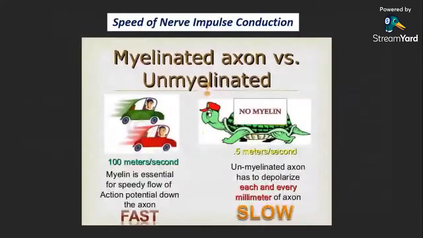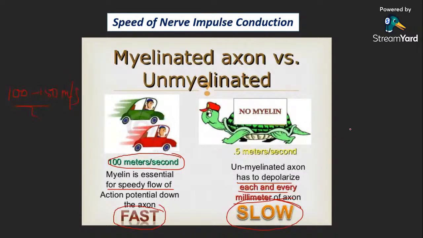Clear? So this is just a cartoon picture for you to understand the differences between a myelinated and a non-myelinated axon. In case of myelinated axon, it is very essential for speedy flow. The action potential is very fast. Whereas non-myelinated, it is very slow. You have to depolarize each and every millimeter of the axon. Clear? Myelinated, then impulse can travel with a speed of 100 to 150 meters per second.